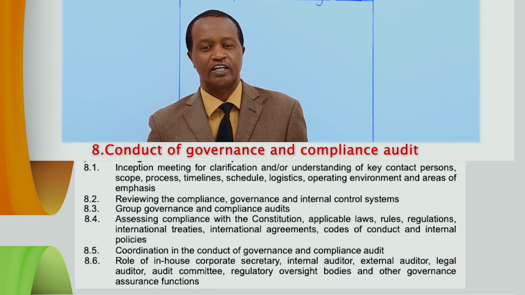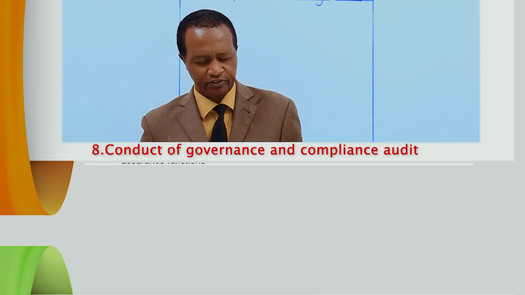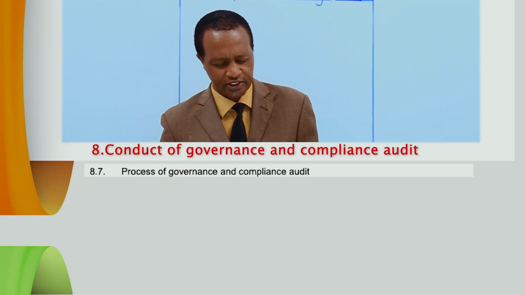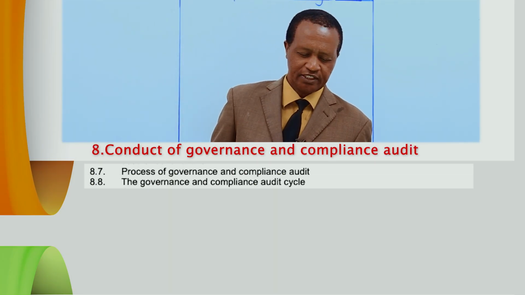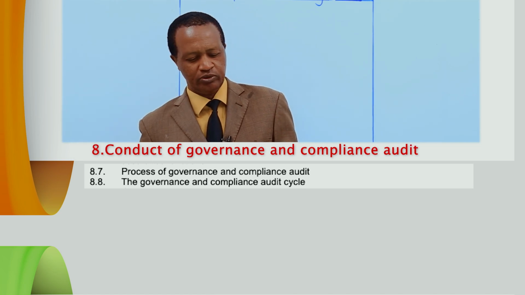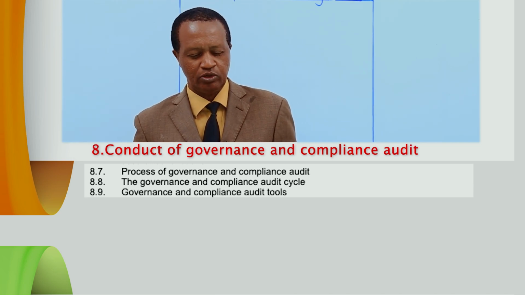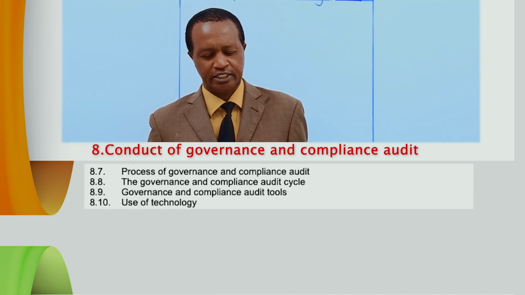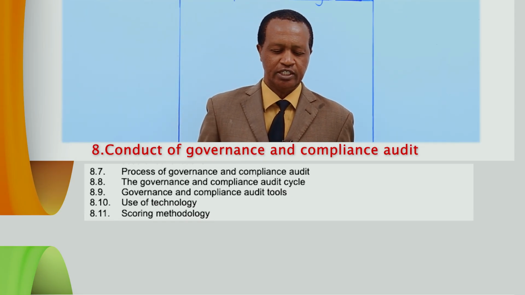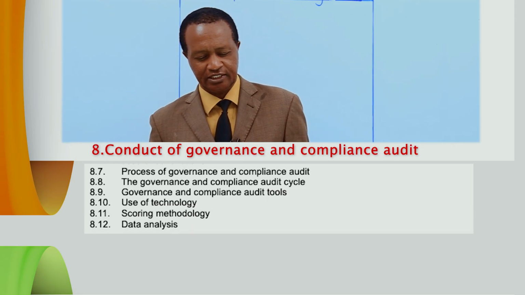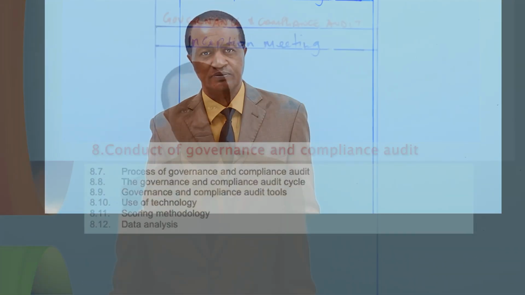governance assurance functions. Subtopic number 7 is a process of governance and compliance audit. Number 8, the governance and compliance audit cycle. 9, governance and compliance audit tools. 10, use of technology. 11, scoring methodology. And lastly, data analysis. These are 12 subtopics.